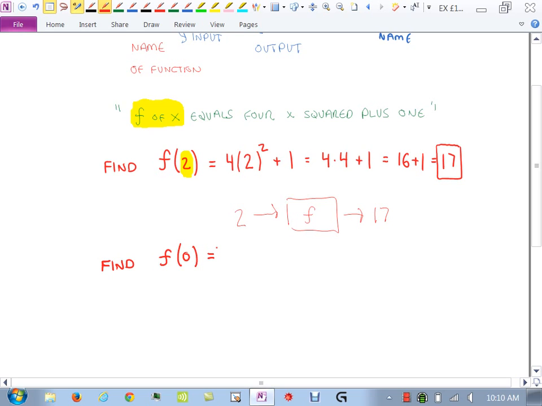So find f of 0. So again, replace all your x's with zeros. All right, so 4, I'm going to do parentheses again, 0 squared plus 1. Isn't that just 0? So 4 times 0 is 0. 0 plus 1 is 1. So when we plug in 0, we get 1.